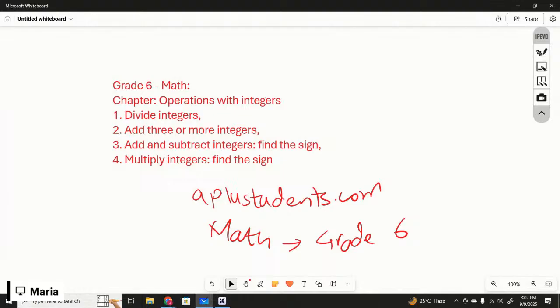We're going to start with the chapter operations with integers. The lessons we're going to cover today are divide integers, add three or more integers, add and subtract integers, find the sign, multiply integers, find the sign. So please make sure you have your notebook and pencil so that you can note down the important examples and definitions as well.